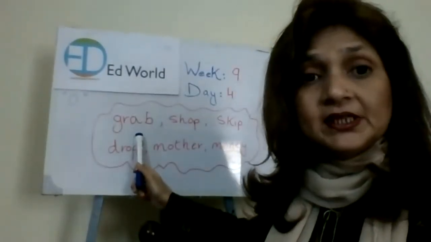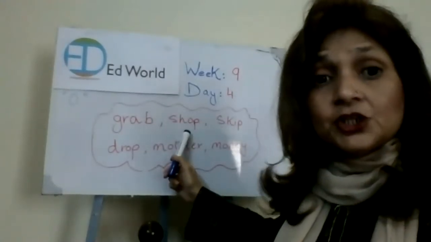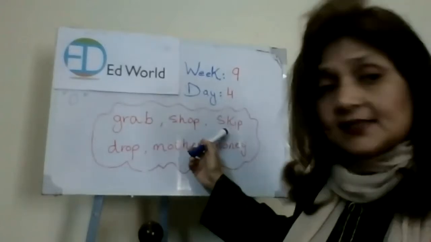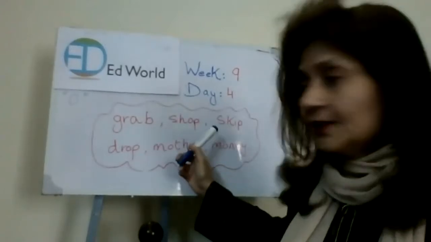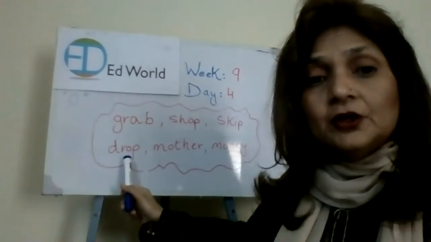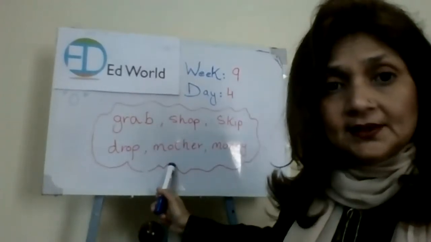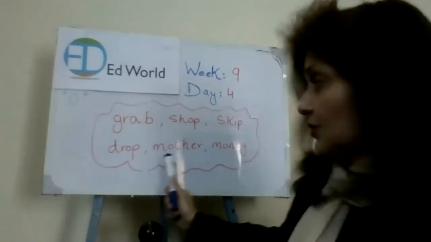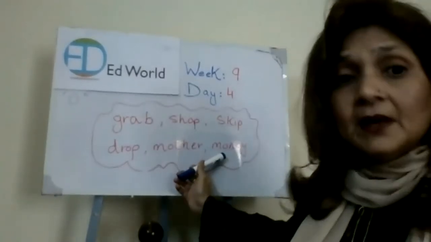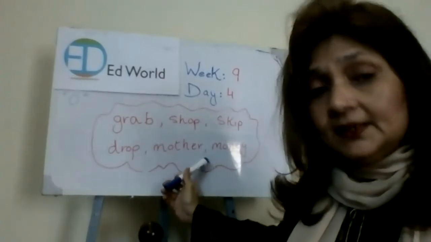Grab. Which word is this? Grab. Okay. Read this. Shop. Shop. Next, skip, skip, drop, drop, mother, mother. Now see it is an O sound, mother, me. Again, O sound, me.